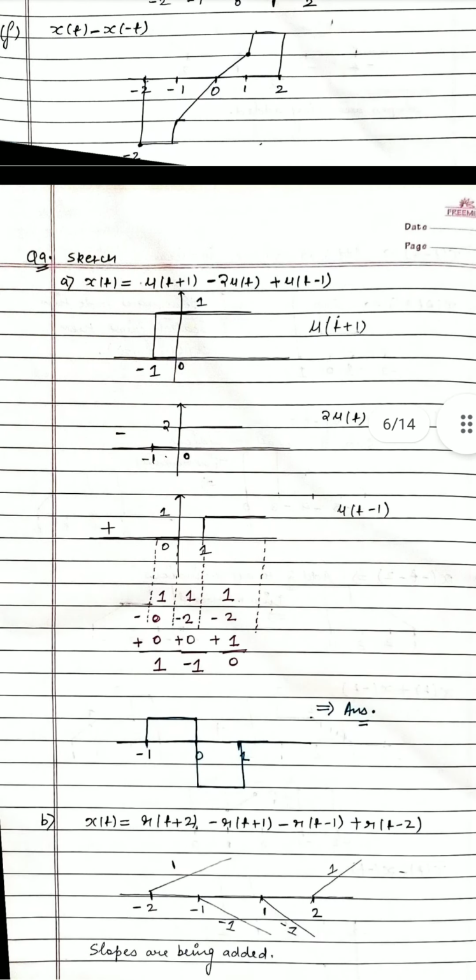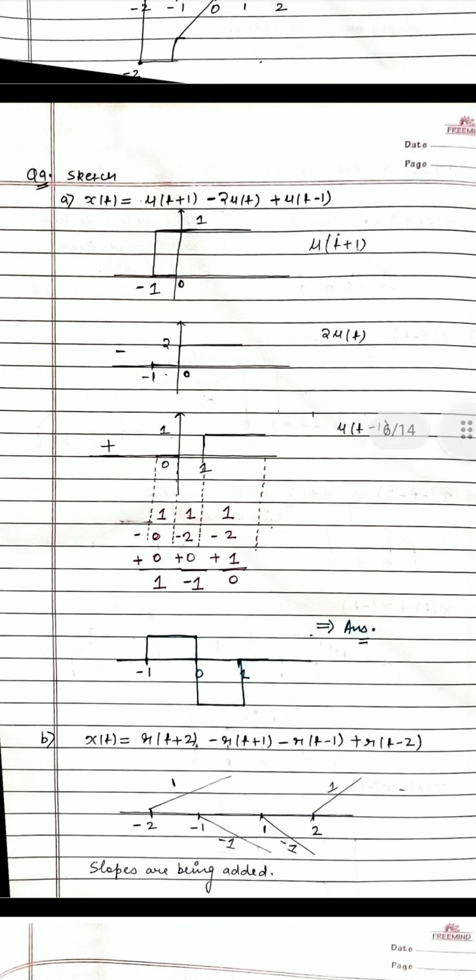Now sketch x of t is equal to u of t plus 1 minus 2 u of t minus 1. So u of t plus 1 is starting from minus 1. First draw 2 u of t, then draw u of t minus 1.